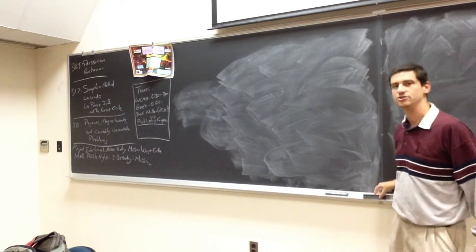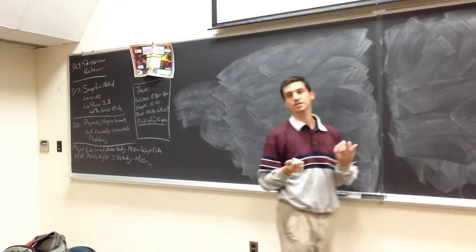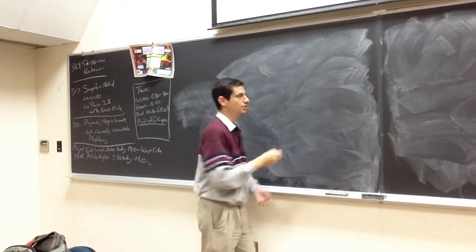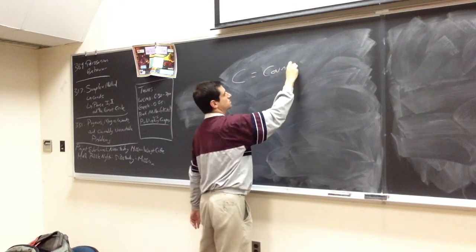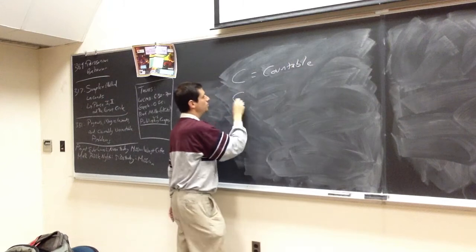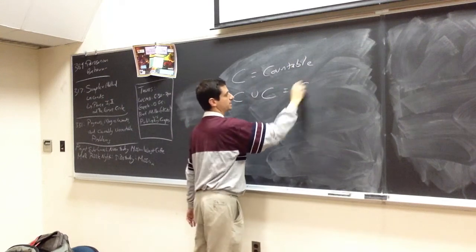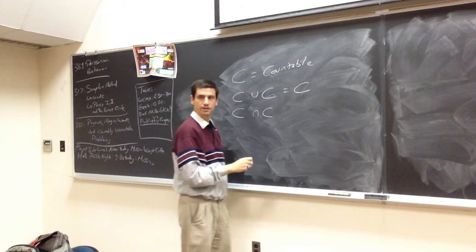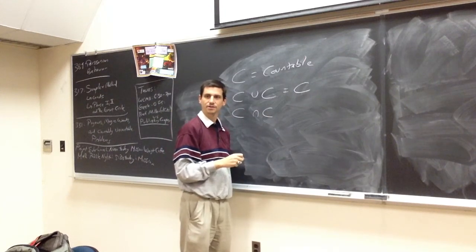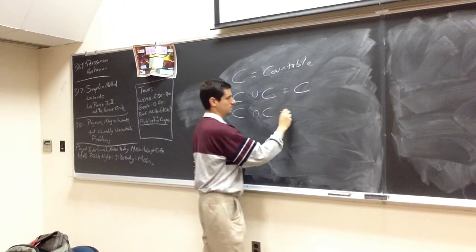All right, so this is a quick view of countable and uncountable. Some cool facts you should know. If you have two countable sets, their union is countable. So C means countable. Countable union countable is countable. Countable intersect countable is at most countable.